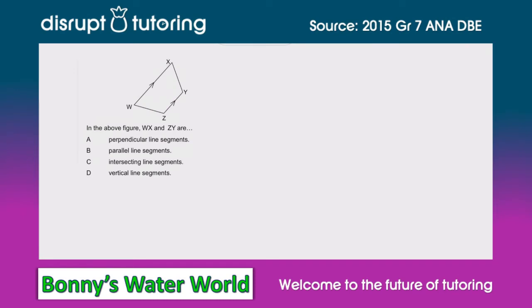Now, we've got this shape. The examiner has given us this shape to evaluate, and they've said to us, in the above figure, WX and ZY are what? And we need to finish that sentence.